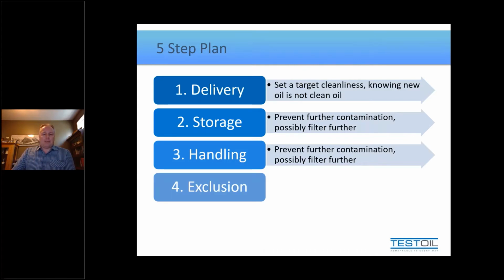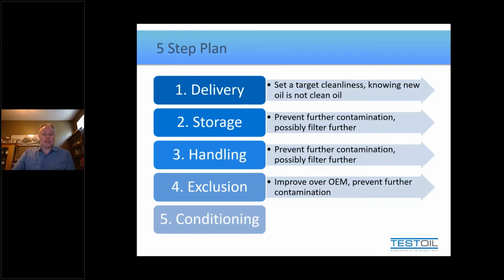The next part after that, the last part, we will discuss what we do once the oil is in the machine. So at this point, we need to talk about exclusion. How do we prevent contamination? So that's pretty much a focus on breather technologies. And the last part being, is there any conditioning we can do? Can we remove particulate? Can we remove water? So we're going to tie right back to this original target cleanliness that we set in this part of the series.